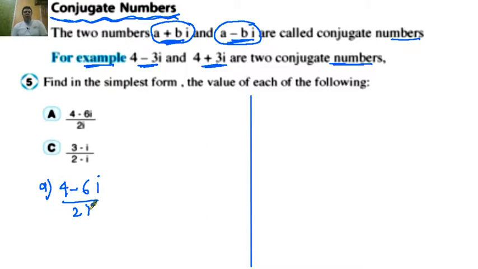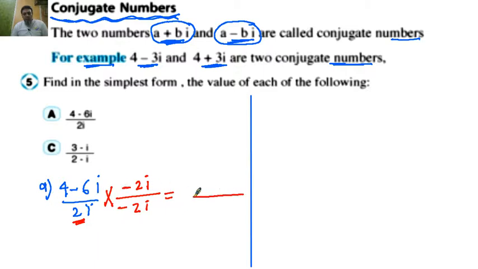If we have an imaginary number in the denominator, we must multiply by the conjugate of this denominator. Here the number is positive 2i, so the conjugate is negative 2i. The conjugate has the different sign of the imaginary part. This imaginary part has a positive sign; the conjugate has a negative sign. Then we must multiply numerator with numerator and denominator with denominator.